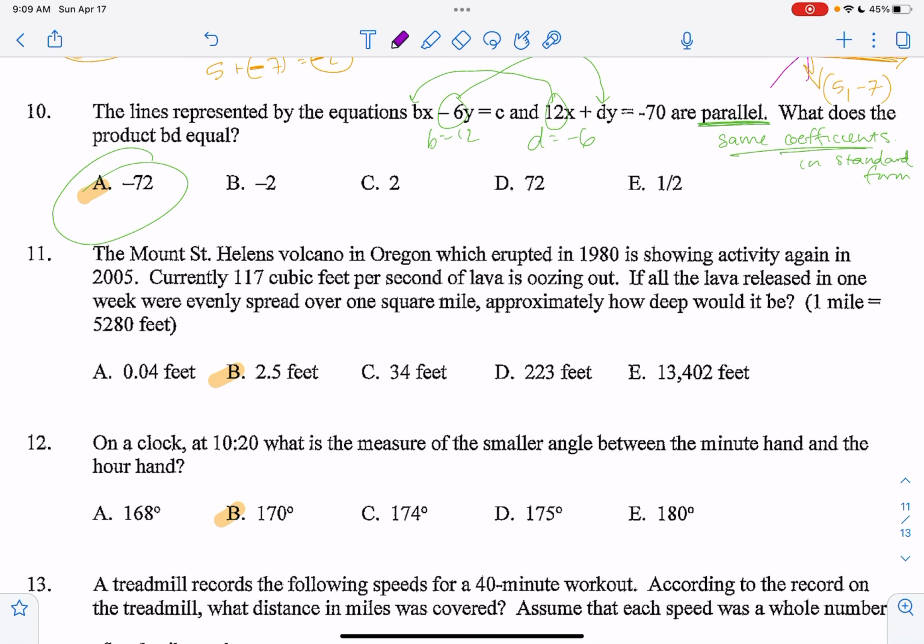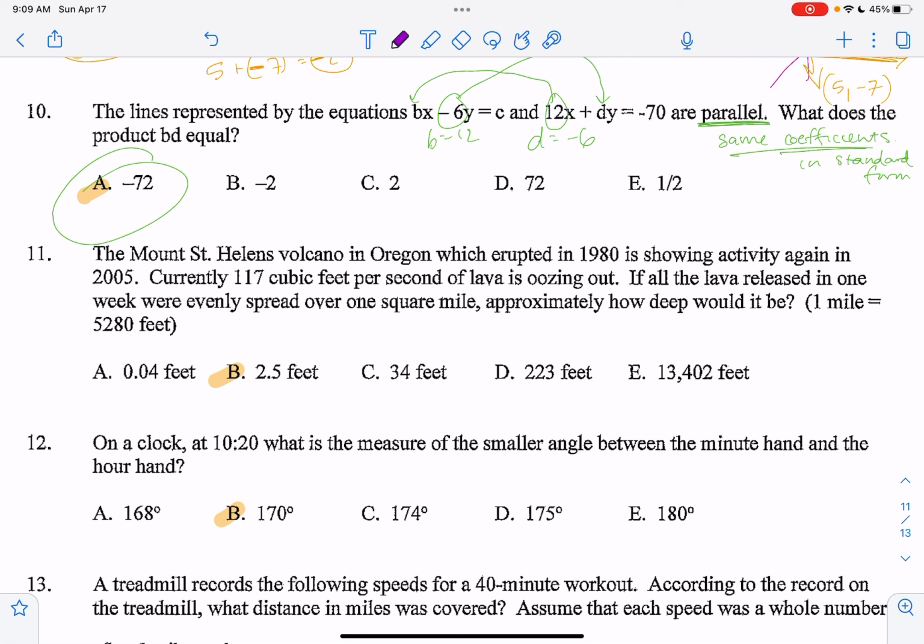Next for number 11, the Mount St. Helens volcano in Oregon, which erupted in 1980, is showing activity again in 2005. Currently 117 cubic feet per second of lava is oozing out. If all the lava is released in 1 week, or evenly spaced over 1 square mile, approximately how deep would it be?